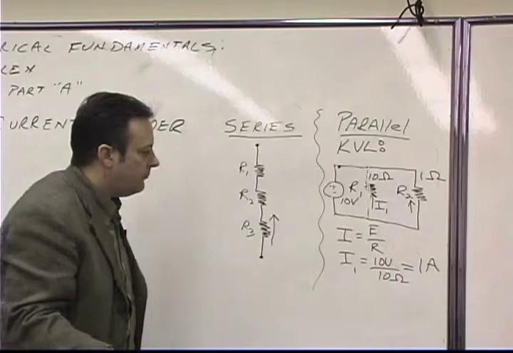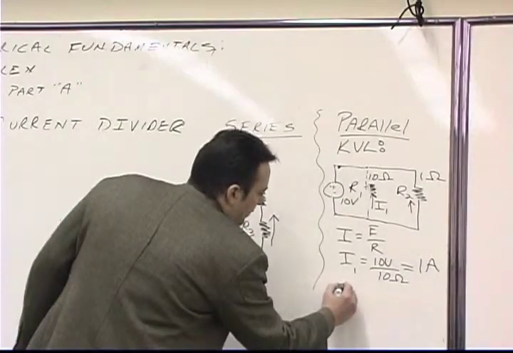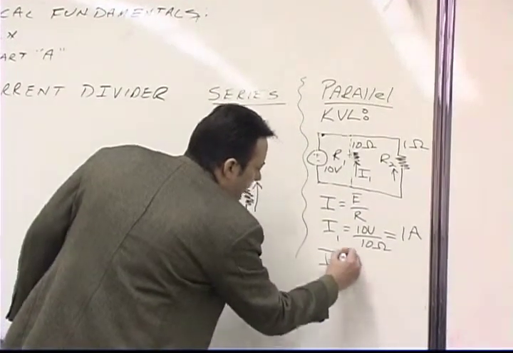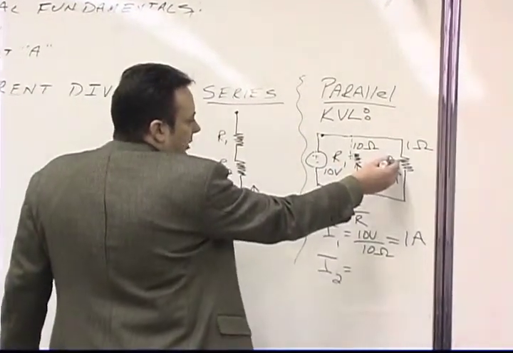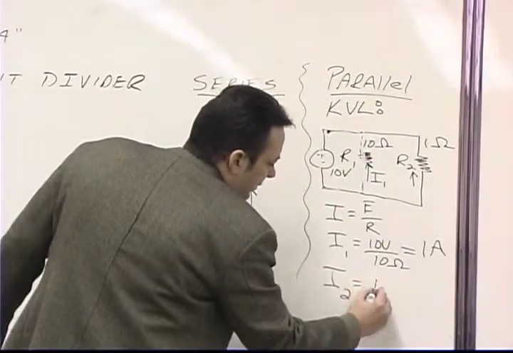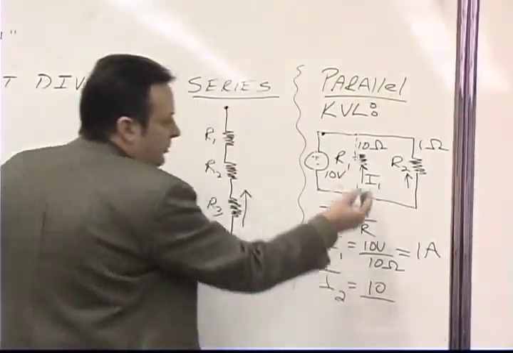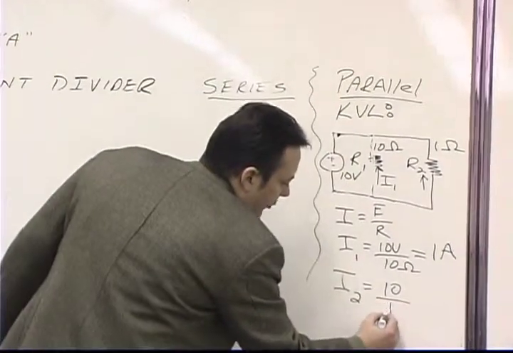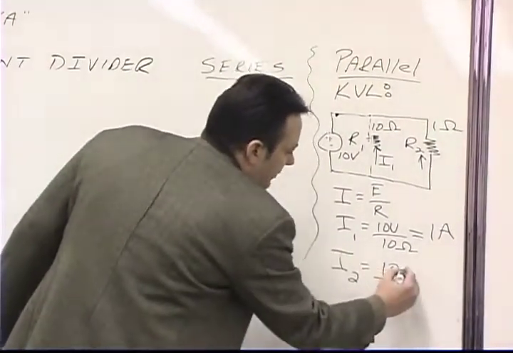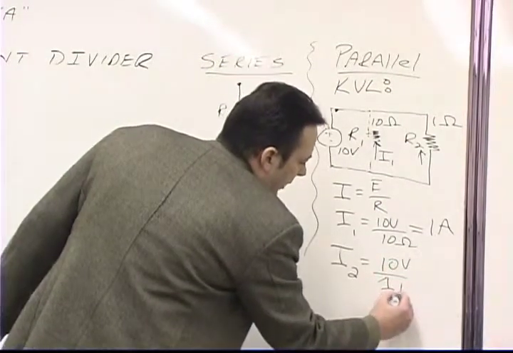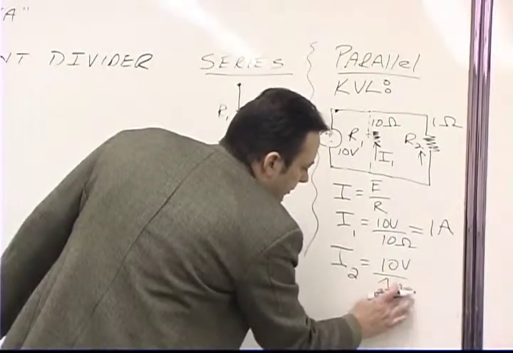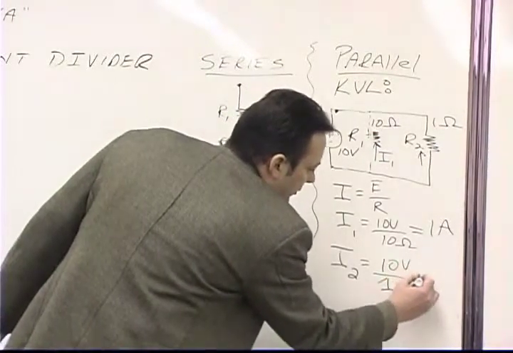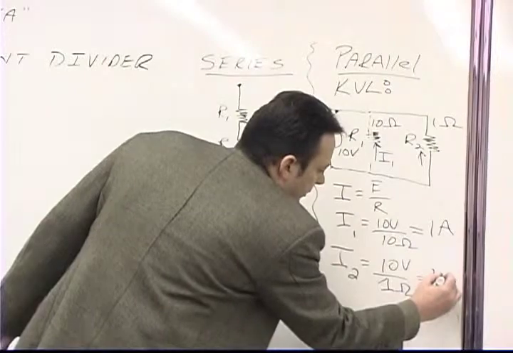So if we were to calculate the current that was flowing in resistor number 2, that would be equal to the voltage drop across resistor 2, which doesn't change because it's in parallel, divided by the resistance of that branch, which is 1 ohm. So it's 10 volts divided by 1 ohm, which is clearly 10 amps.